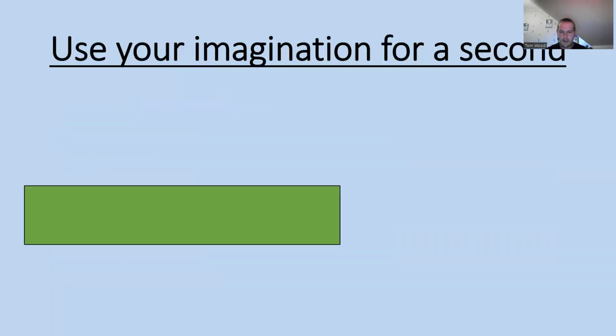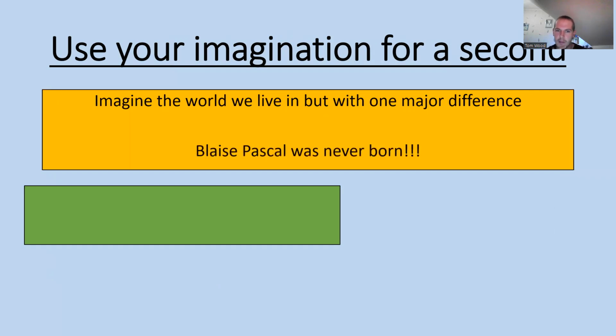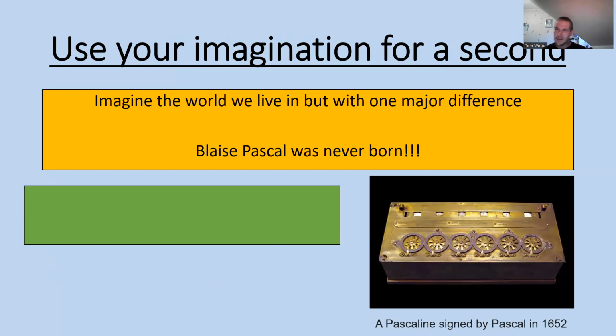So if we're having a look at our first topic here then, if we imagine for a second, we live in the world, but there is one major difference. And that is that Blaise Pascal was never born. Everyone knows who he is, obviously. So Blaise Pascal is the man who's normally accredited with inventing the calculator. So a nice French gentleman who invented the calculator for us.